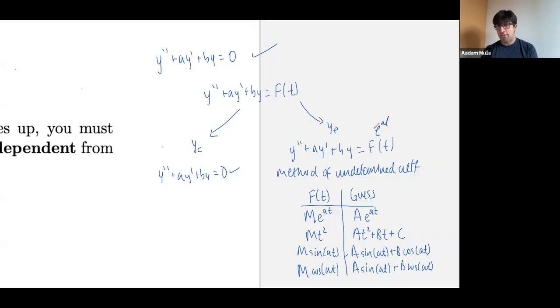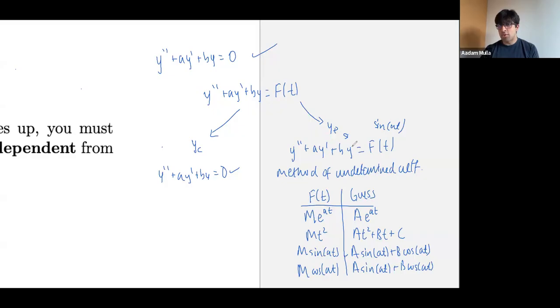If f of t is sine of at here, we can't just guess sine of at. Why? Because if y is sine of at, then y prime is going to be cosine of at, and y double prime is going to be negative sine of at. Sure, these two may combine to get our sines, but this cosine of at is never going to disappear. So the way we get it to disappear is to not just guess sine, we guess sine and cosine.